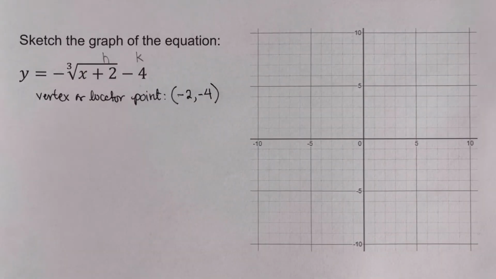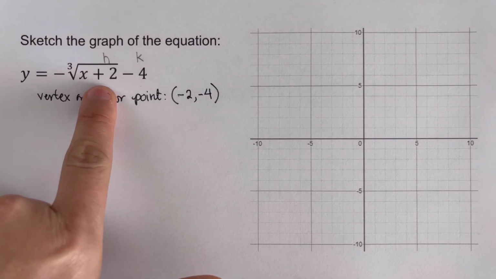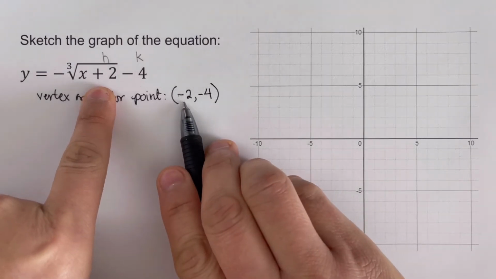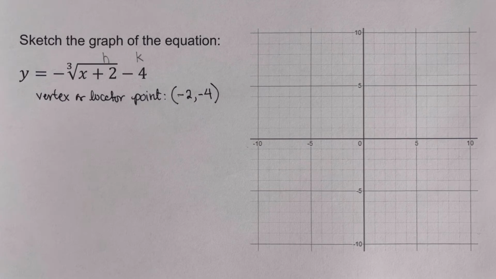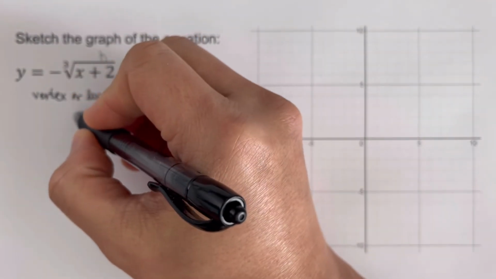Okay, our vertex or locator point here is -2, -4. Because remember, we're supposed to switch this to positive. It came out -2. And we keep, that would be a -4. The second step is to create and complete the table of values. So I'm going to go ahead and draw the table of values down here.